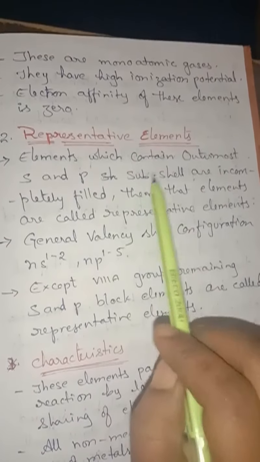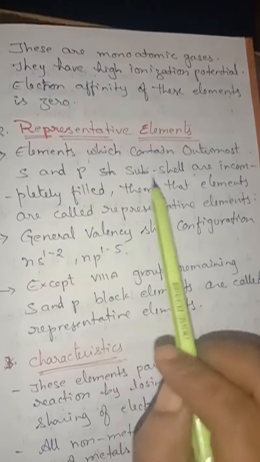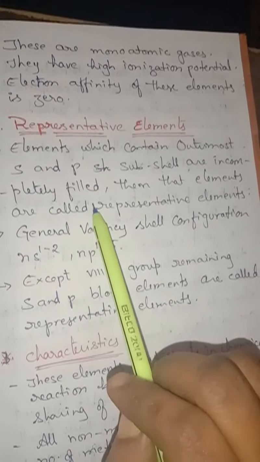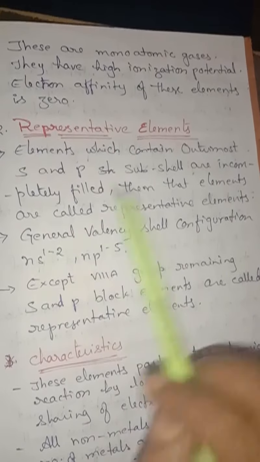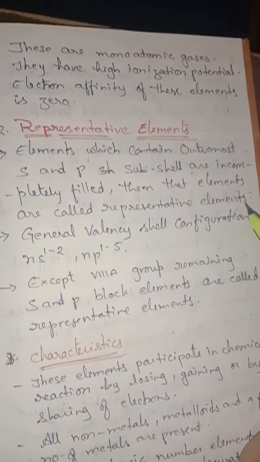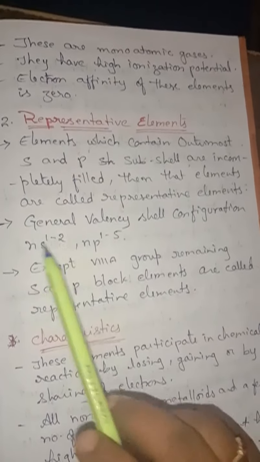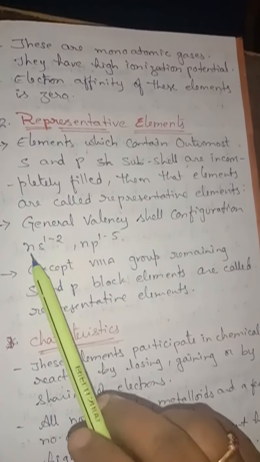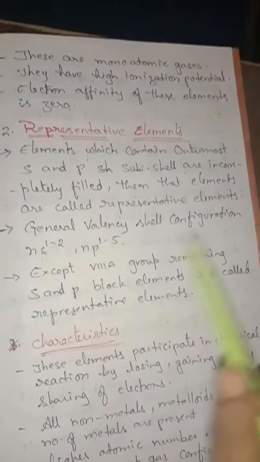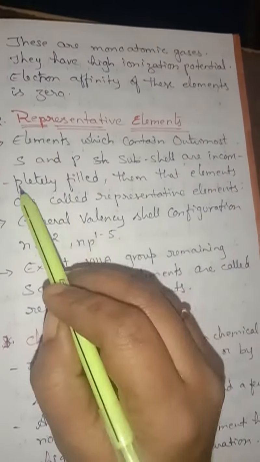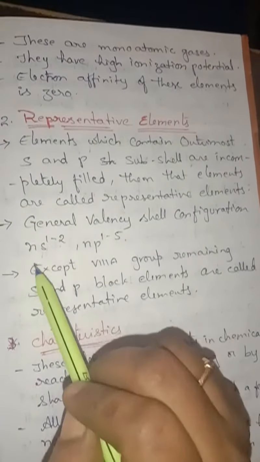So next type of elements are type 2. They are representative elements. So here the elements which contain outermost s and p subshell are incompletely filled. When the subshells s and p are incompletely filled, then those elements are called representative elements. So when we see the general electronic configuration, that is ns1-2, np1-5. So what I said, they are incompletely filled. s and p subshells are incompletely filled.